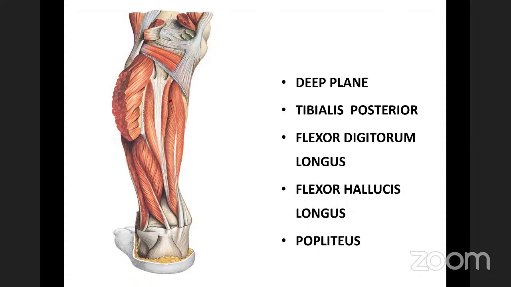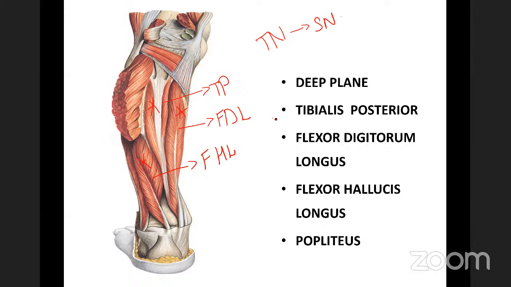In the deep compartment, the muscle in the center is called tibialis posterior, and the muscle medially is called flexor digitorum longus, and this muscle is called flexor hallucis longus. So these are the three muscles, and the nerve supply of this compartment is the tibial nerve, which in turn is a branch of the sciatic nerve. These are the three muscles.